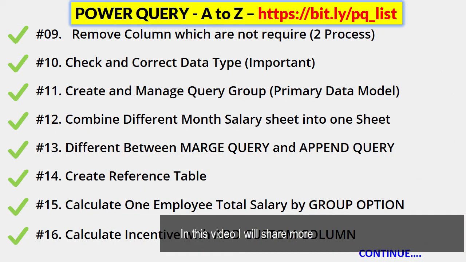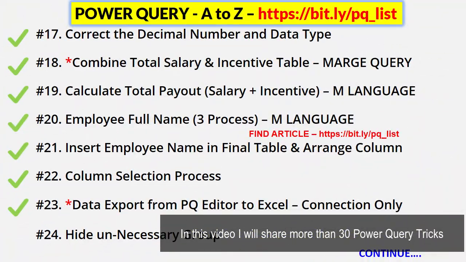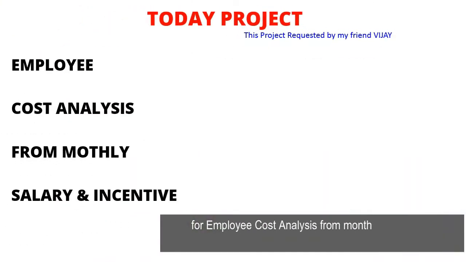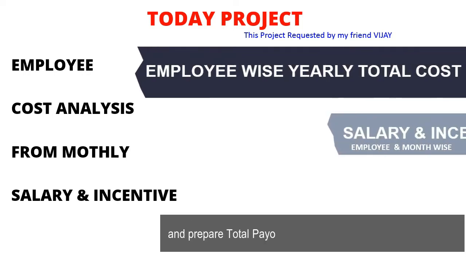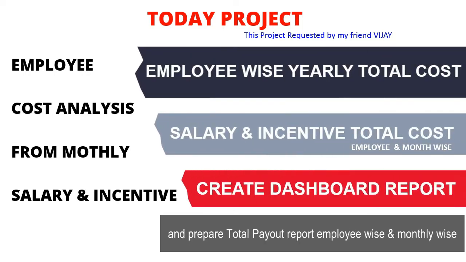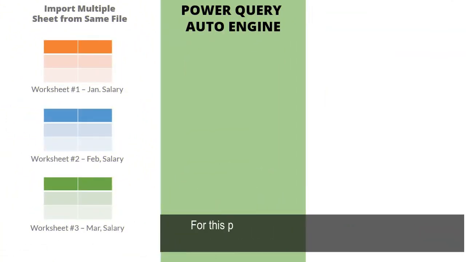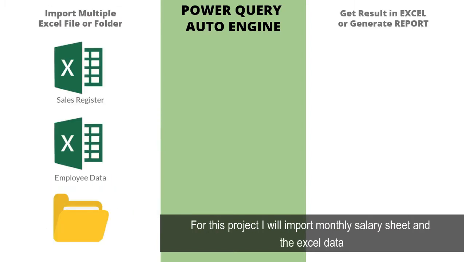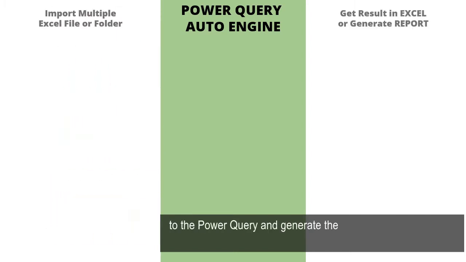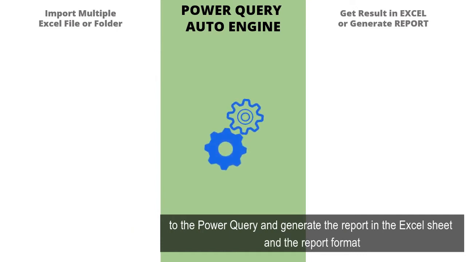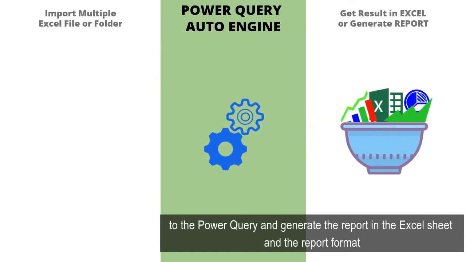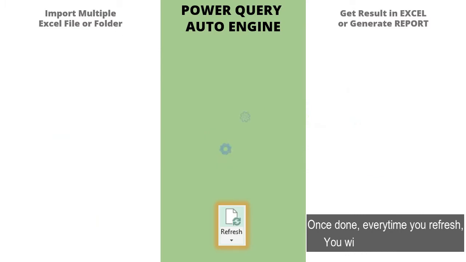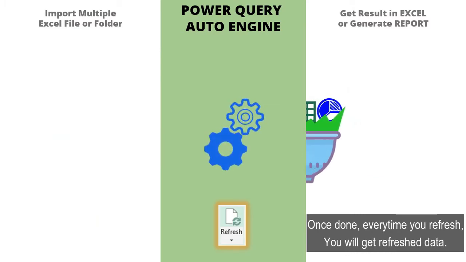In this video, I will share more than 30 Power Query tricks for employee cost analysis from the monthly salary and the incentive, and prepare total payout report employee wise, monthly wise, and auto dashboard report based on this data. For this project, I will import monthly salary sheet and the Excel data to the Power Query and generate the report in the Excel sheet and the report format. Once done, every time you refresh, you will get the refresh data.